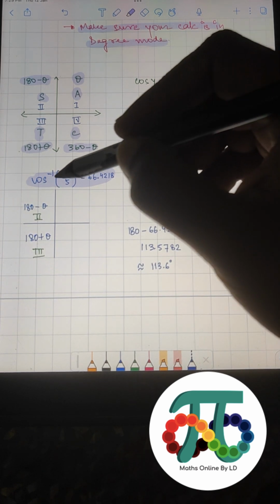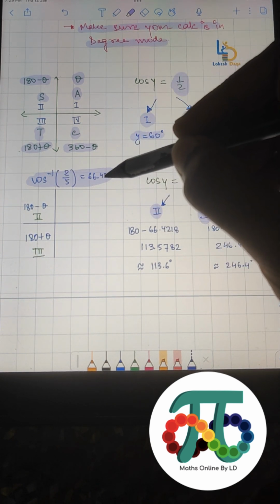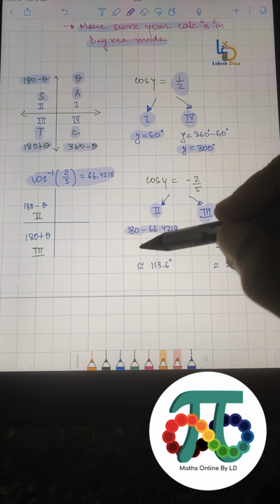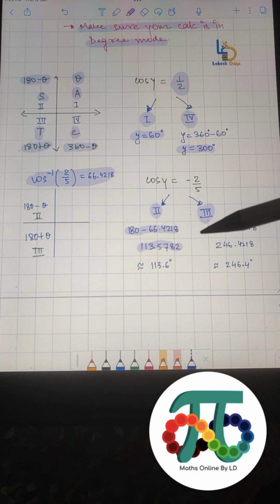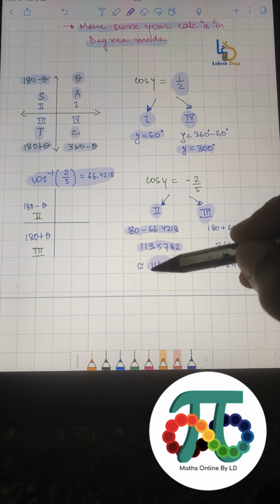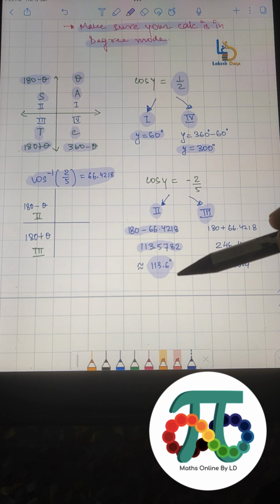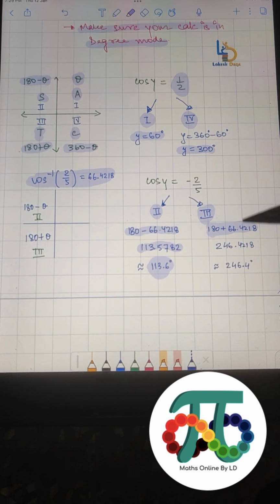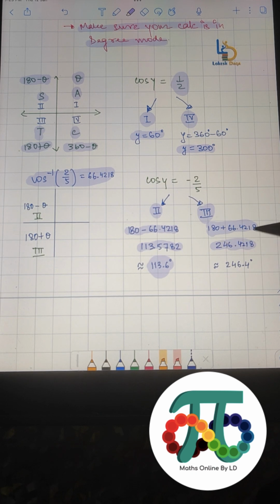We got the value of theta as 66.4218. So quadrant 2 would be 180 minus this, which will give you 113.5782, approximately. When we write down answers, always give answers to one decimal place for angles. Similarly, 180 plus this value will give us 246.4218, and at one decimal place the value is this.